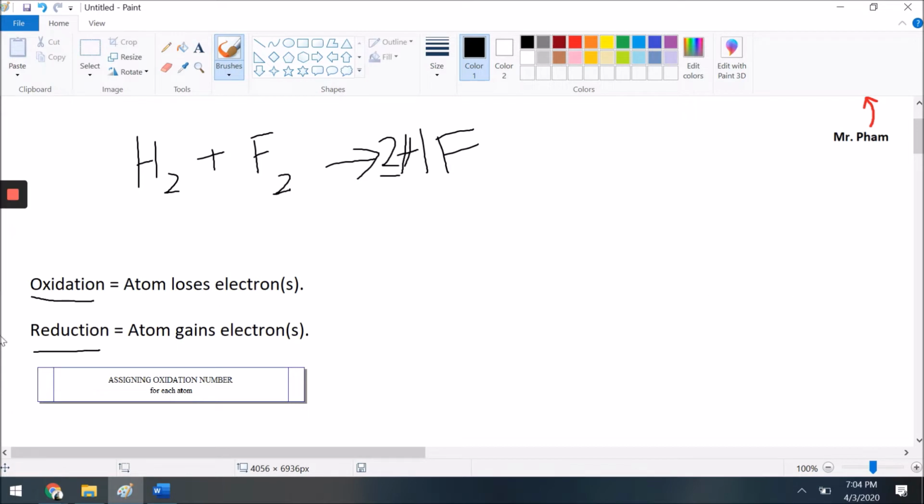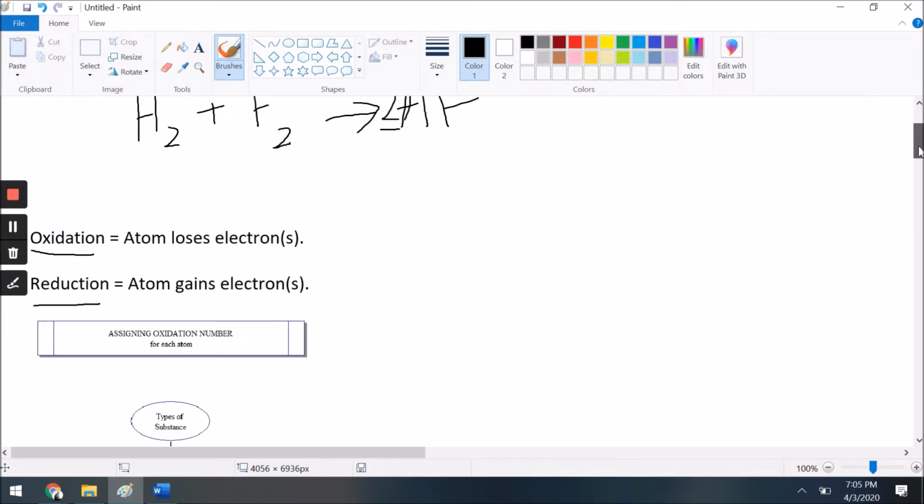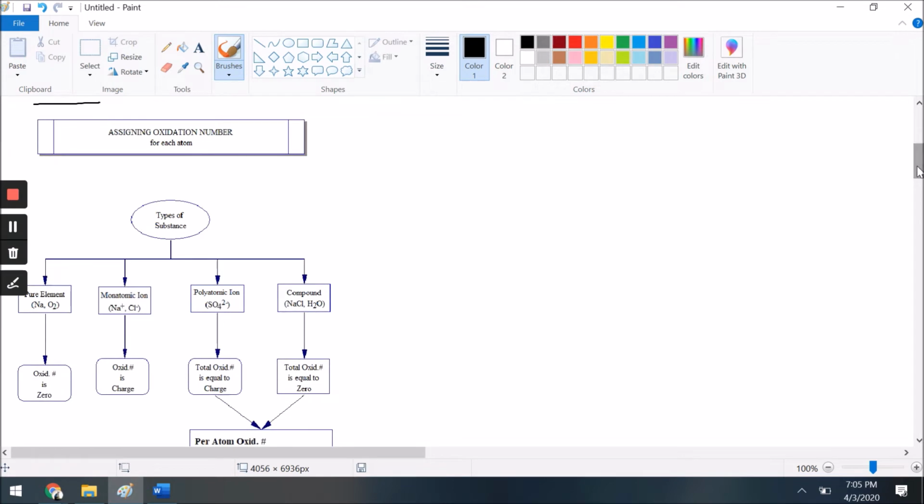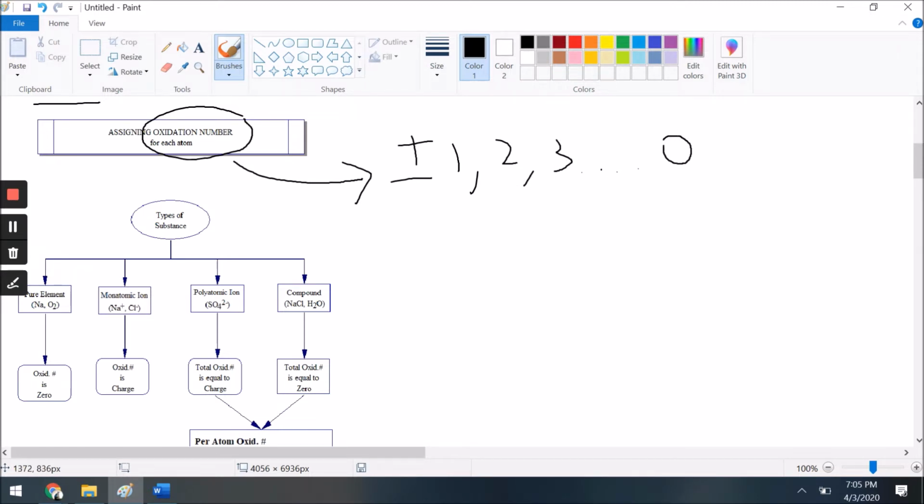Just by looking at the reaction here, how do we determine if it's a redox? We need to look at something called their oxidation number. So let me scroll down for you. So what is an oxidation number? Oxidation numbers are based on coefficients with either negative or positive values. It can range from positive or negative 1, 2, 3, or even 0. With the oxidation number of each atom, we can determine afterwards if it's a redox reaction.